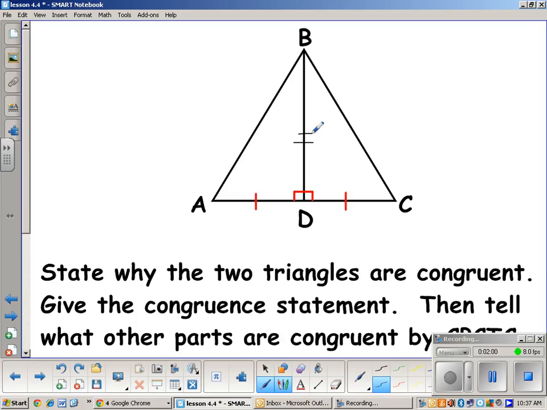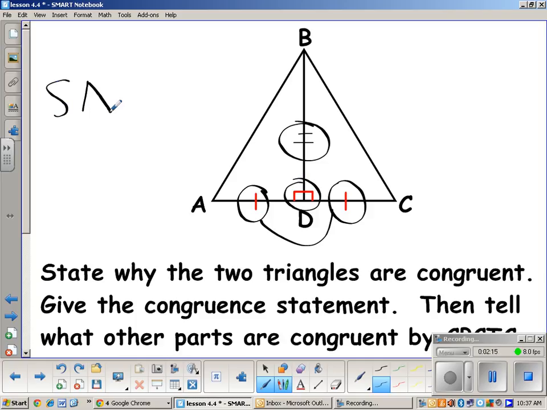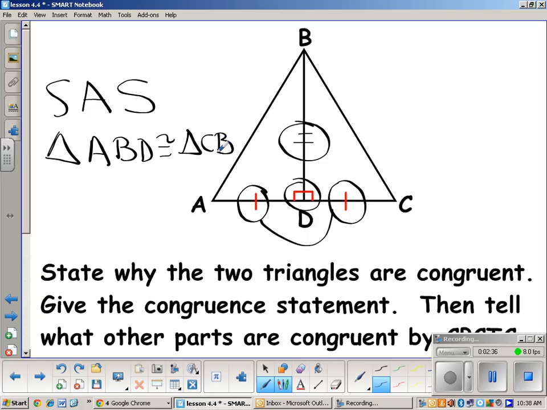Yeah. So we now have a side and another pair of sides and an angle, a pair of angles in the middle. So we could say side, angle, side. And that angle is included, isn't it? So we could say the triangle ABD is congruent to triangle CBD.